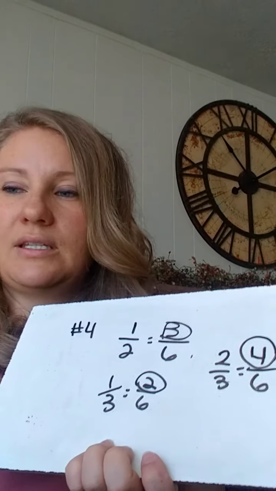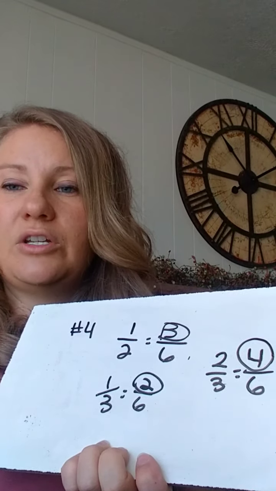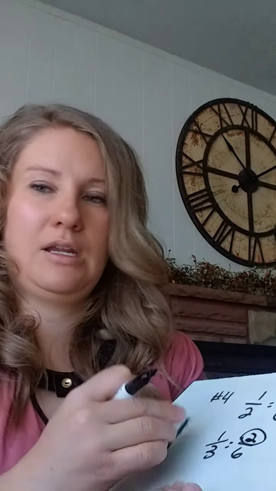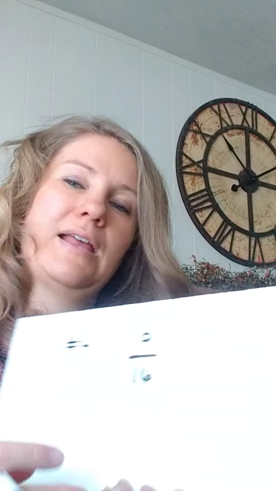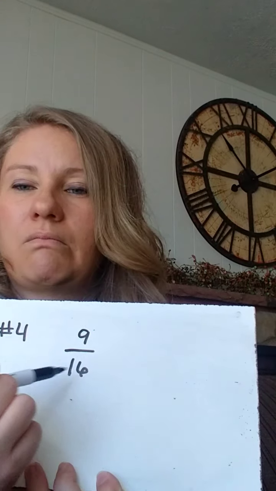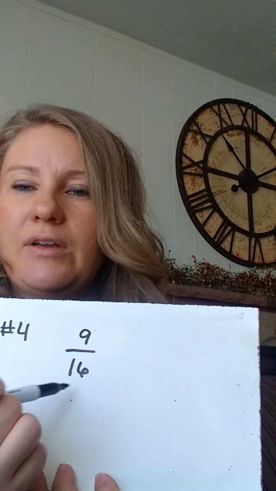Our next one is number 5. Select the reduced form for each fraction. Okay, so our first fraction is 9/16. Now this is going across because we're reducing, so the reduced one will be on the side. So if we reduce 9/16, I look at this and think, okay, can I reduce this?